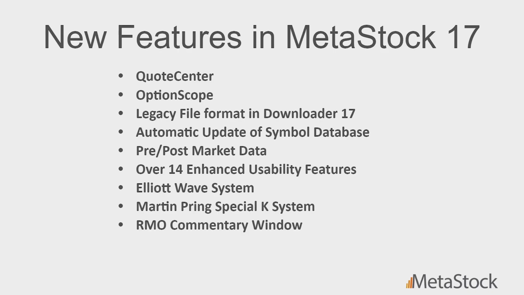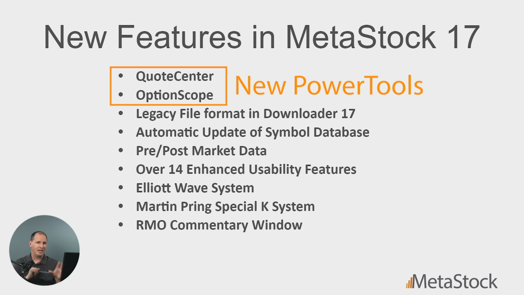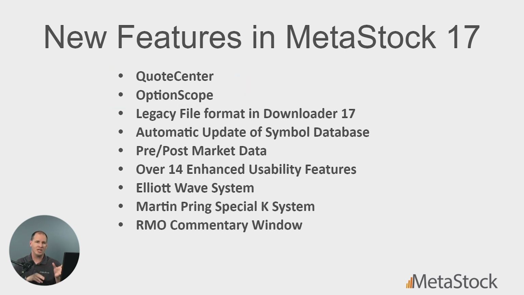Okay, so these are all the new features we're going to be talking about today in MetaStock 17. You can see the first two here are QuoteCenter and OptionScope. These are our two new power tools. These are the ones that we're really going to focus on. And then after we get through those, these are the other features we're going to be talking about that you see here on the PowerPoint presentation. We're not going to talk about what they all are right now. We'll get to them in a bit, but let's go ahead and jump into QuoteCenter to start.